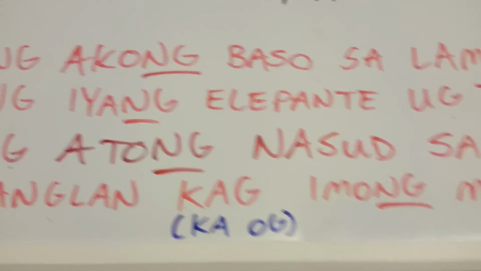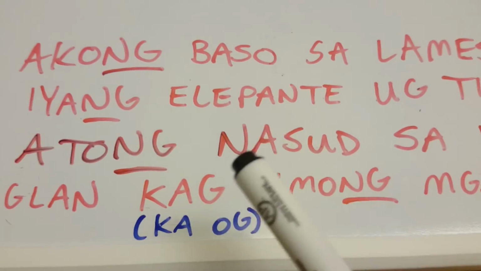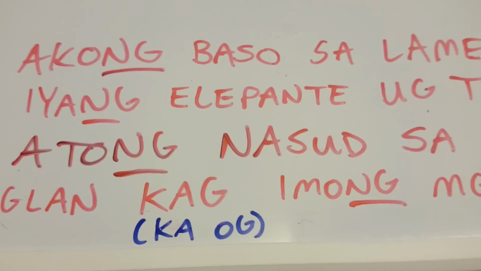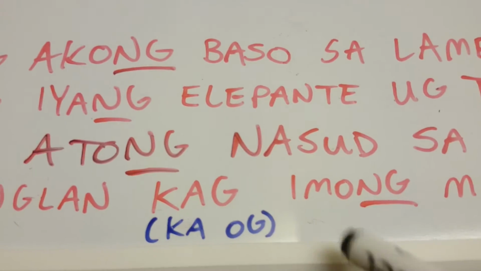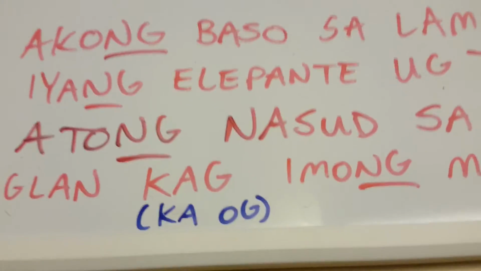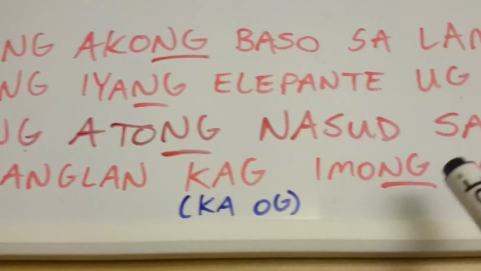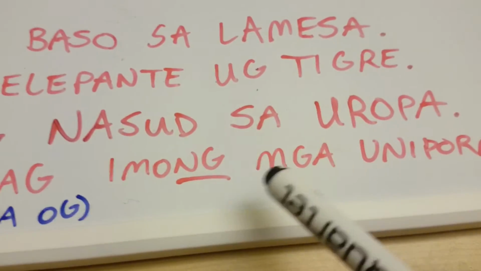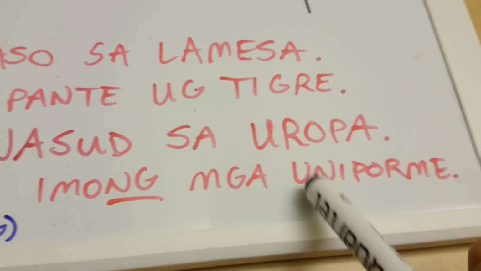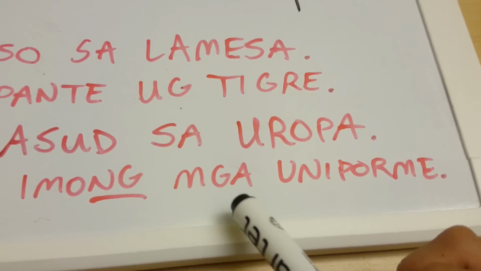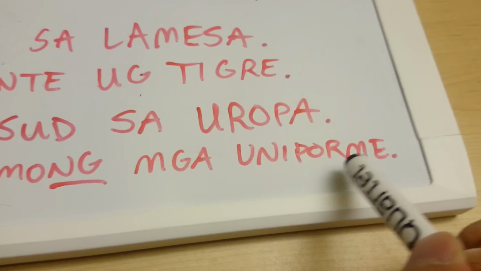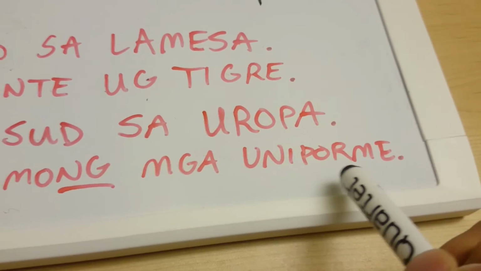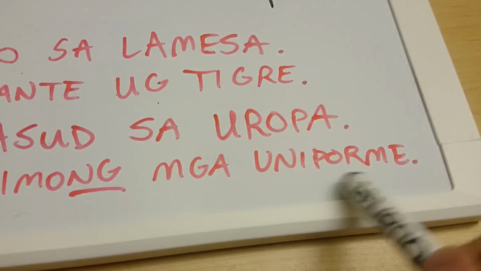Remember how in another video I said kog, which is a shortened form of go-og? You just have to combine those two. It's just the way it is grammatically. I don't know the rationale behind it, but it sounds better with a conversational flow like that. Kag. And then this og indicates this whole object right here: imong mga uniforme. Remember, mga is the pluralizer, and it pluralizes this noun. So it's not just one uniform, it's many uniforms, more than just one.